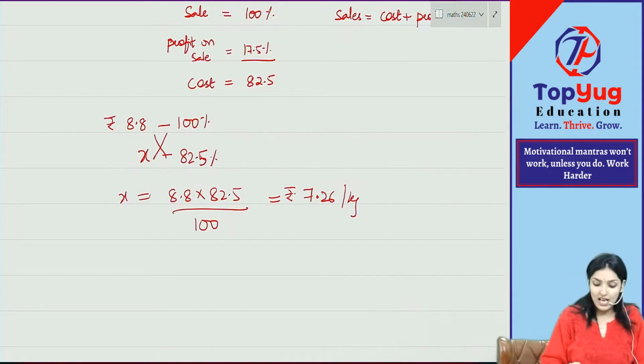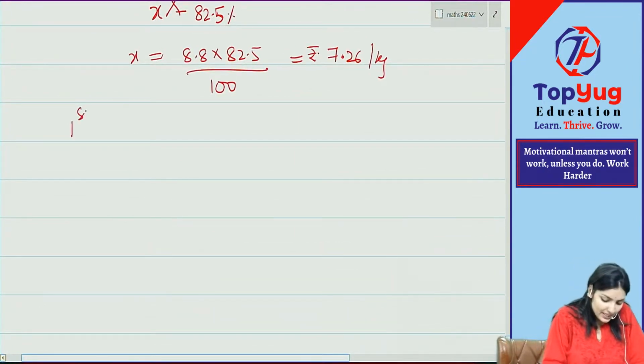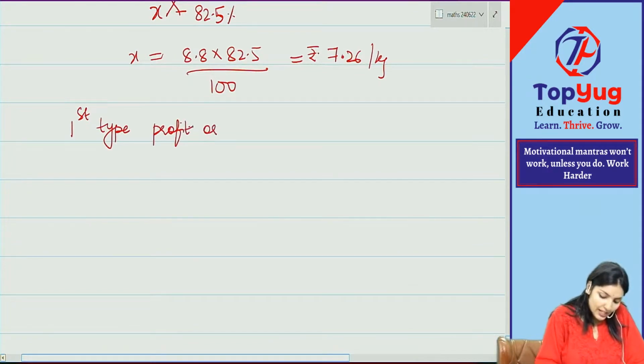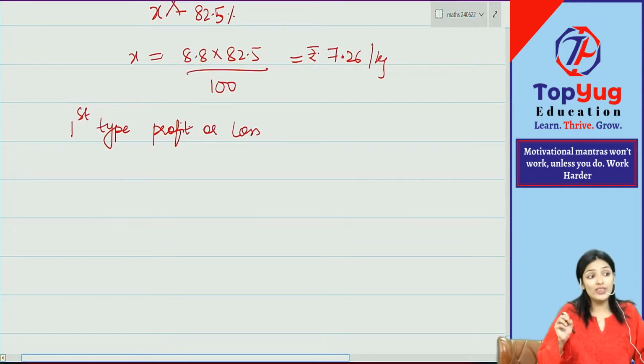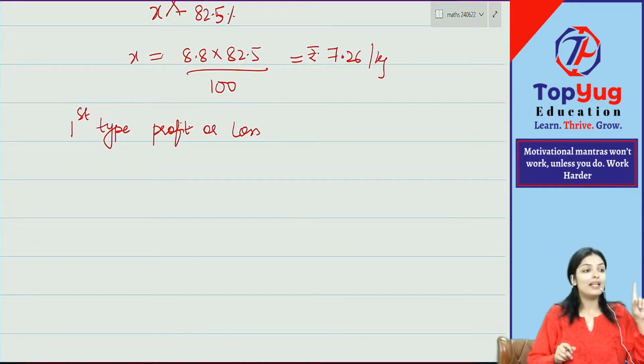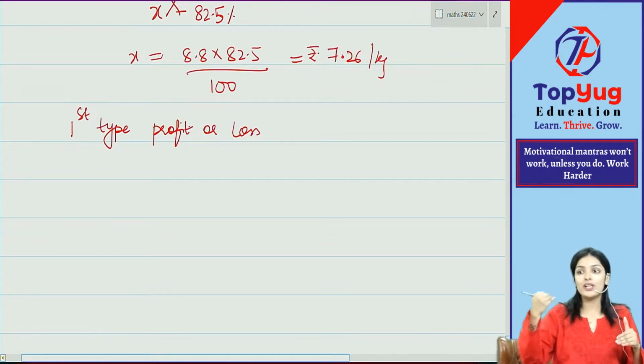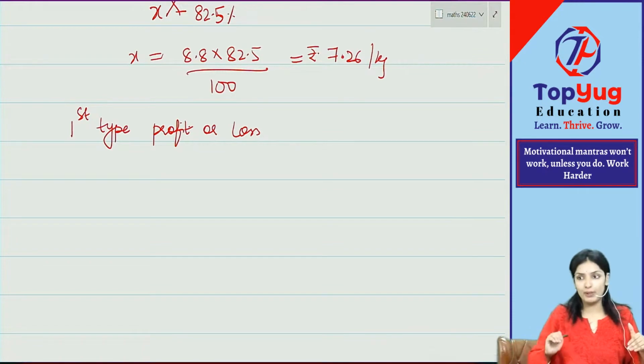Okay. So just have a look over here. Cost is 7.26. Now I am considering first type. First type mein, let me talk about profit or loss. If it is a profit, I am going to write without brackets. If it is a loss, I am going to write with brackets. Okay, mathematics rule, if something is negative, you have to write in brackets. You will find this in your accounts or any other costing wala paper also.